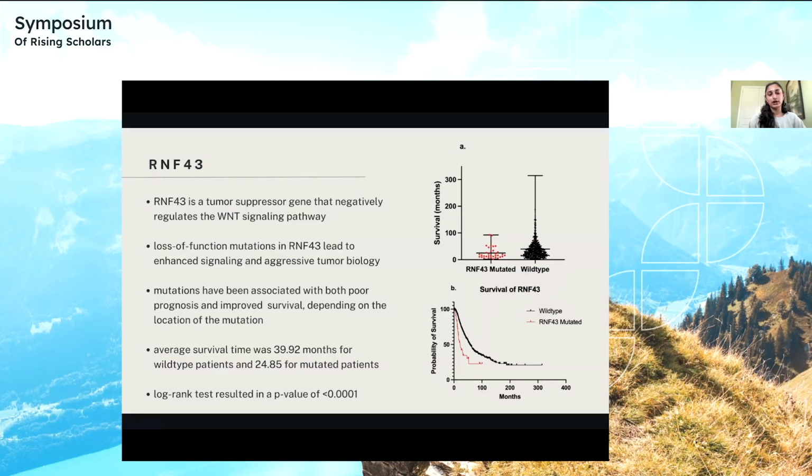So the average survival time for RNF43 patients was 39.92 months if they were wild type, or 24.85 if there was a mutation. And a log rank test resulted in a p-value of less than 0.0001, indicating that this has high significance. In this database specifically, RNF43 cases were limited. However, they did have a strong correlation to survival, which is indicated in the Kaplan-Meier curve.